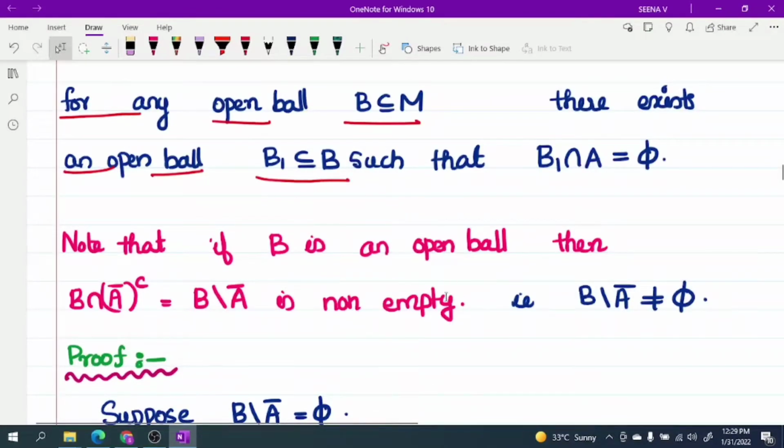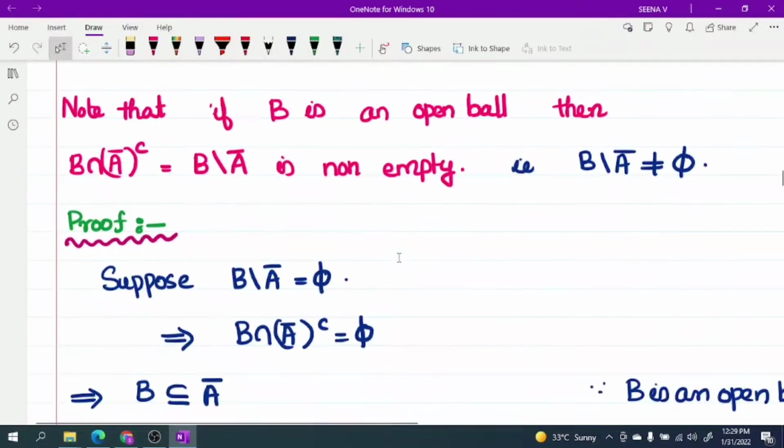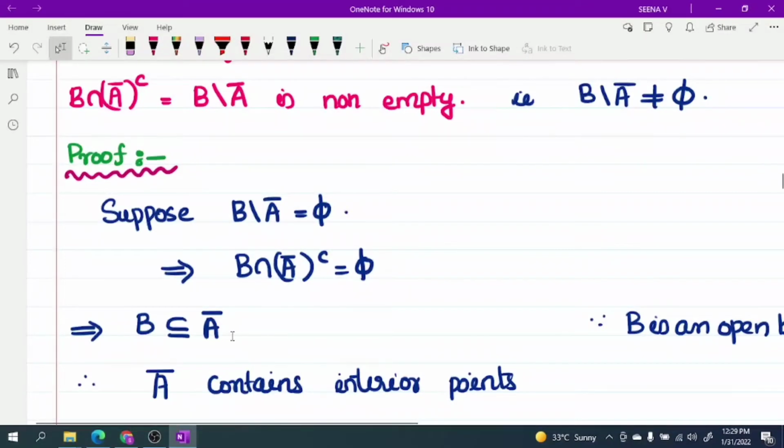Okay. So what is the meaning of that? B1, that is B1. Okay. Now we are moving to the proof. Suppose B intersection A closure complement is equal to empty. What happens? That means B minus A closure is empty. That is B intersection A complement is empty. That means B is completely contained in A closure.